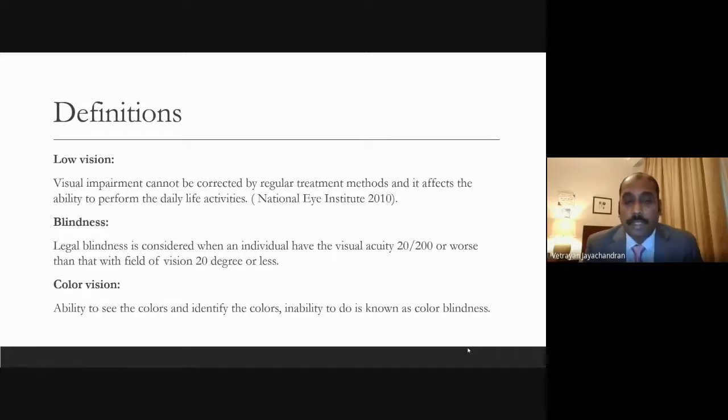Next is color vision. Color vision is the ability to see different colors and identify the colors. If you have an inability to identify colors, then it's called color blindness.